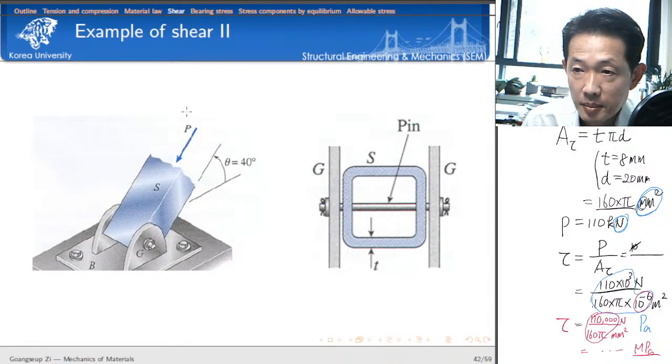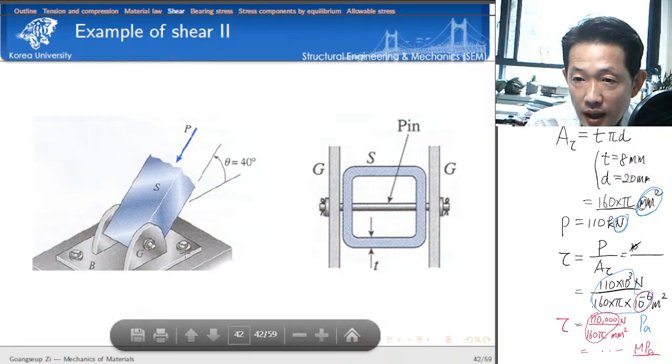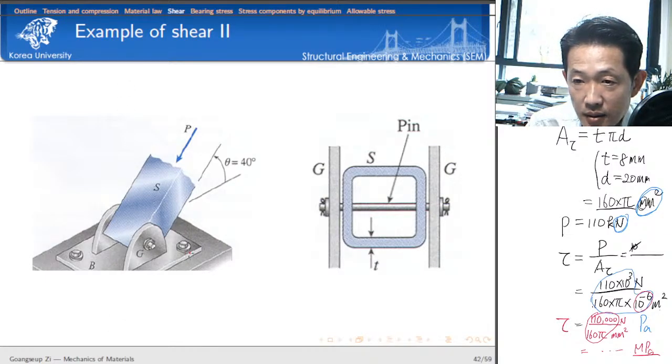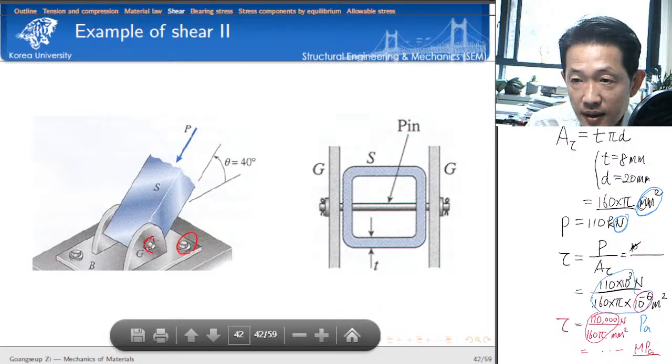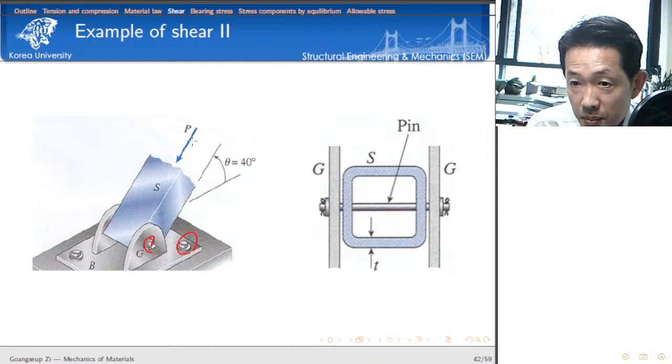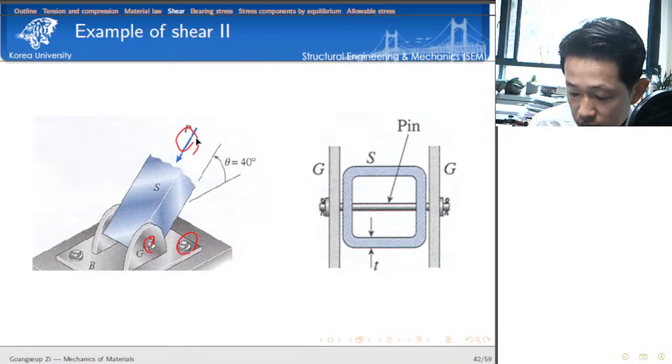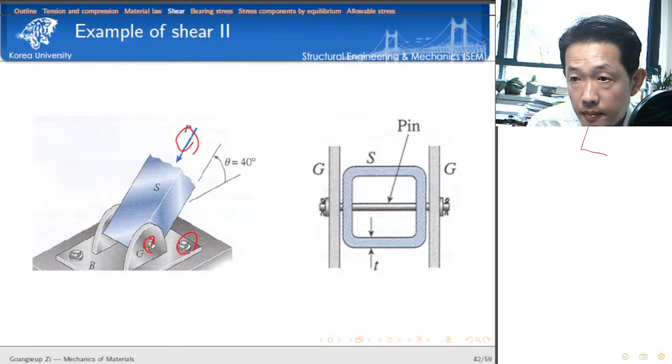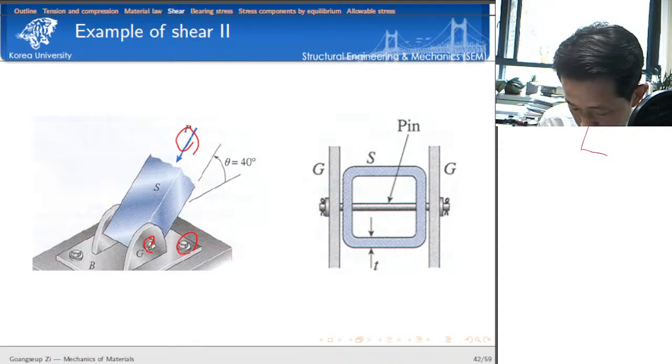Then let's consider another example. Here I want to calculate the shear stress of the bolt or this pin. So how do you do that? First we have force P here, and then we need to identify the shear area. If you consider force equilibrium, because I'm only using part of my iPad screen, sometimes it is difficult to recognize the active area.